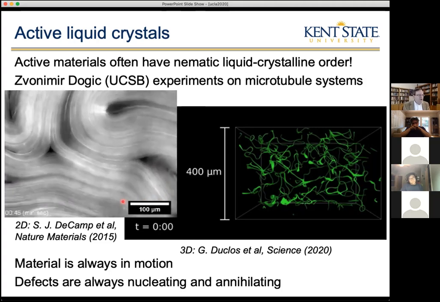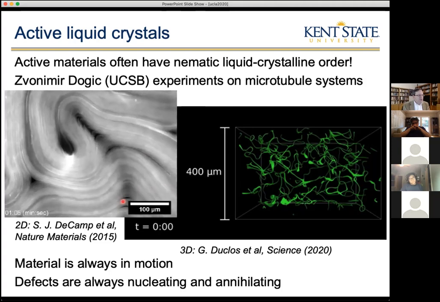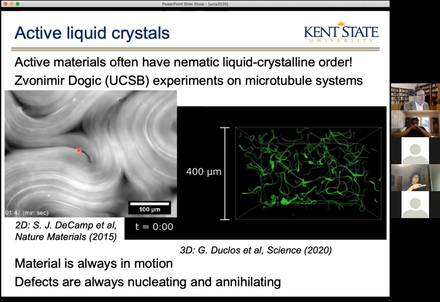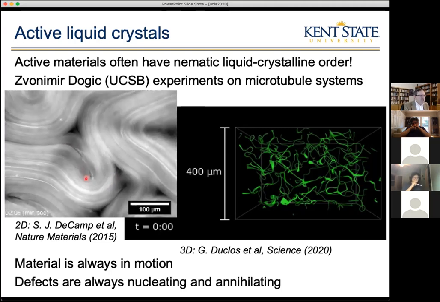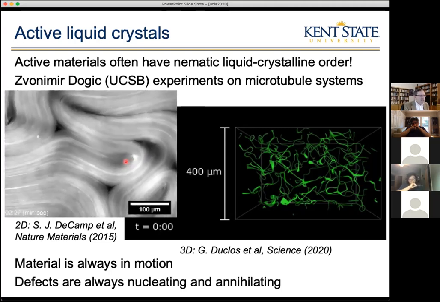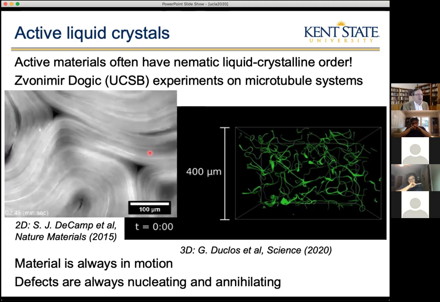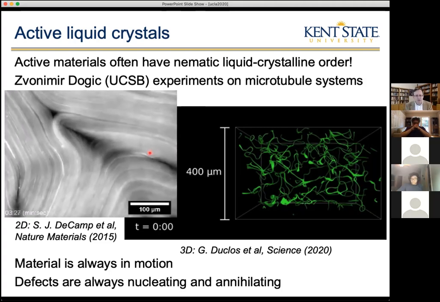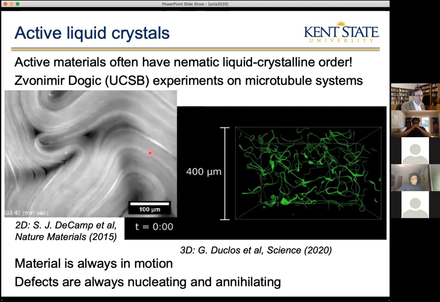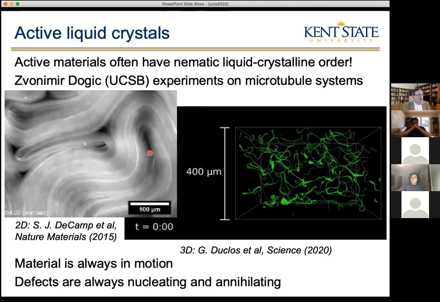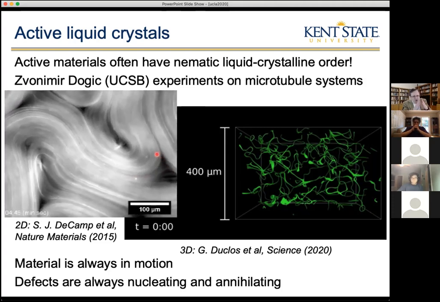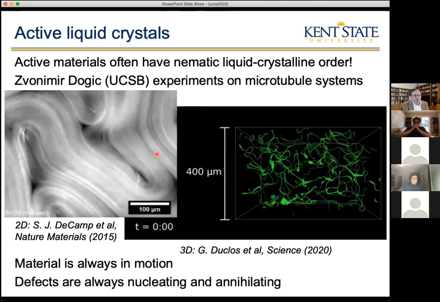Another thing to notice is that this material forms a lot of topological defects that keep moving around. So an object like this one by my pointer is a topological defect of charge positive 1/2, like the illustrations that I was showing you earlier. Defects like that tend to move a lot.